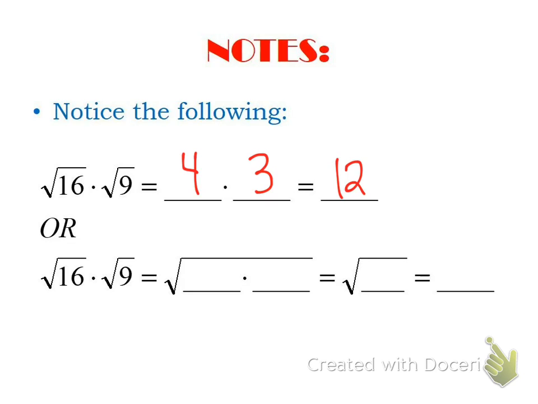Okay? Alternatively, we could multiply the 16 and the 9 together right away. So that's why they put them under the radical together. So 16 times 9 gives us 144, and the square root of 144? 12. So notice that we get the same answer either way we do this.